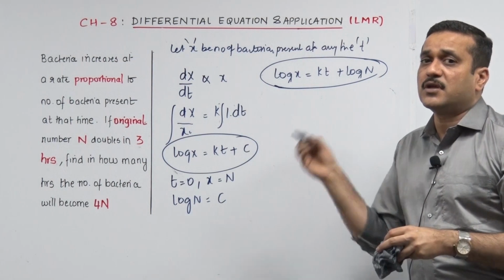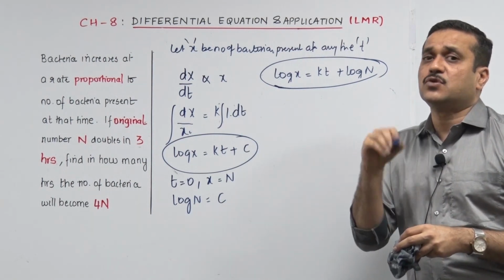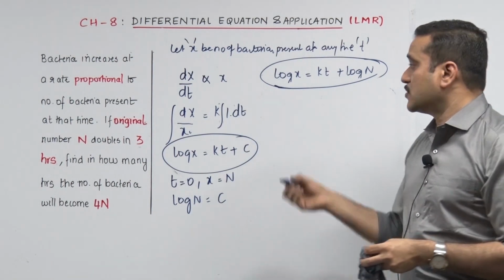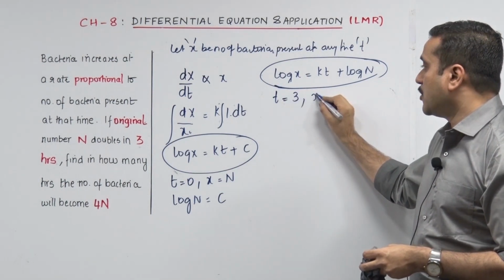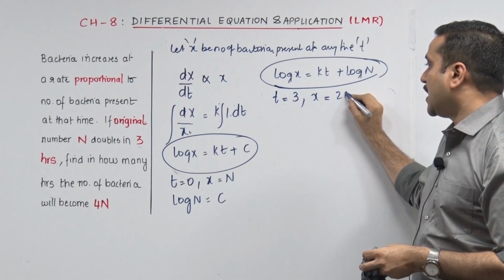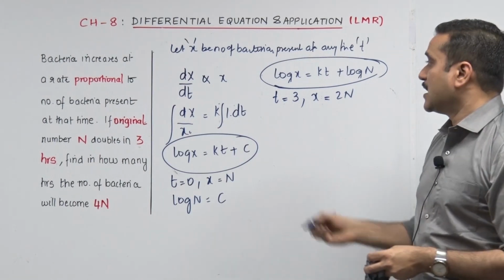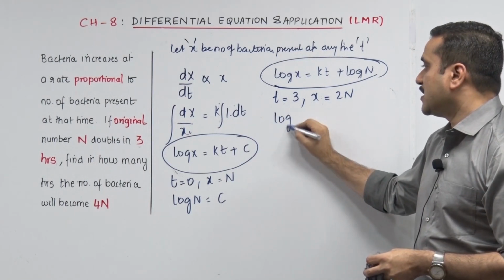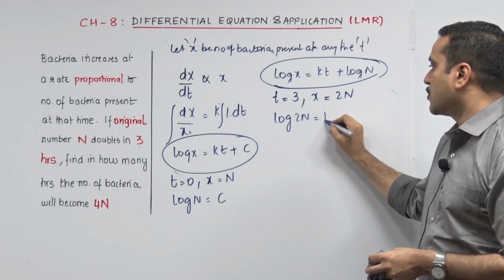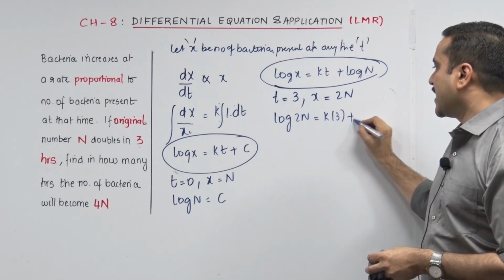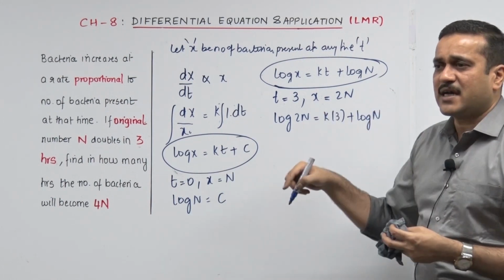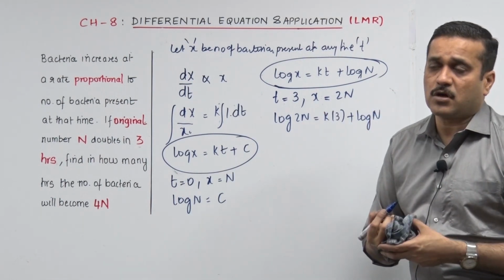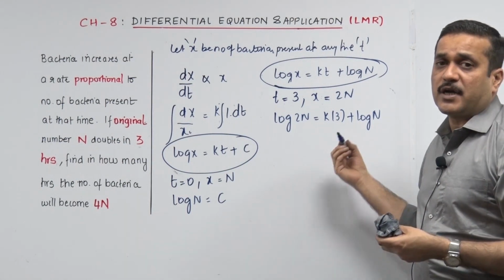It stated the original number n becomes 2n, doubles in 3 hours. We haven't used that thing. The t is equal to 3. At that time the number of bacteria in the tray is 2n. Check that please. Now if I put it back over there, log 2n is equal to k into 3 plus log n. After this, things seem to be quite clear. Push your log on that side, you get a chance of playing log a minus log b into 1 log, and that will help you to get your k value.